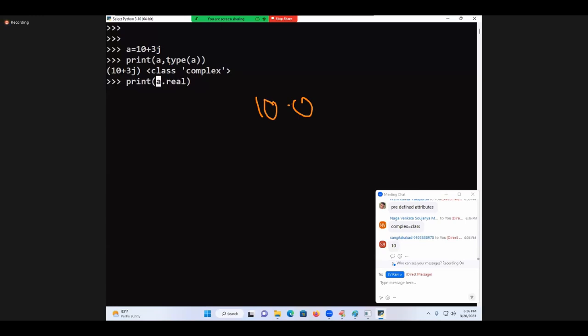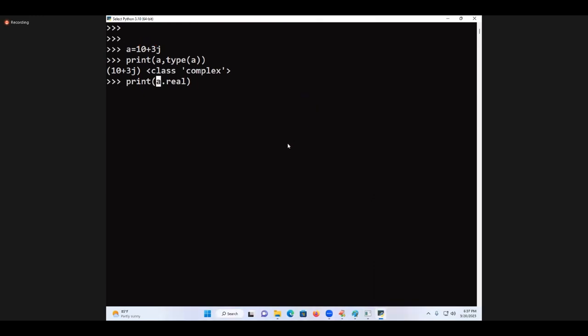Why 10.0? Just now I told you, internally what both of them will be treated as? Float. Both of them are treated as float type only. Now see students, now I am writing here 10.0. Did you understand my point? Now see students, IMAG, not imaginary, IMAG will give you the value 3. What is the value coming now? 3.0. Did you understand my point?